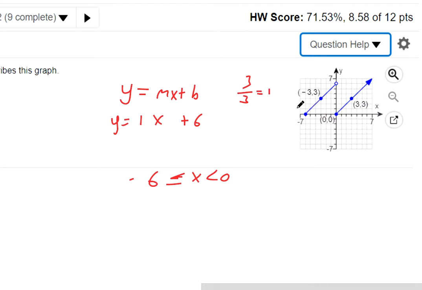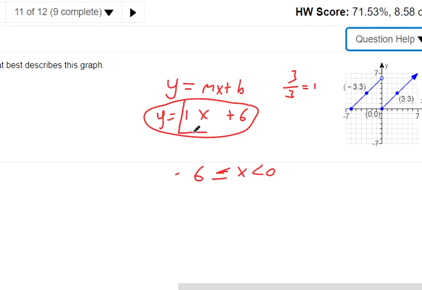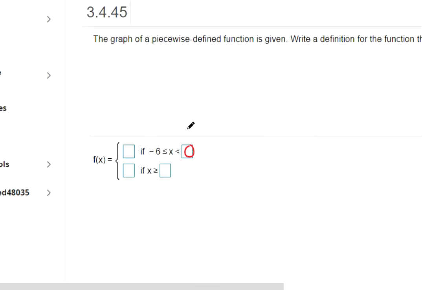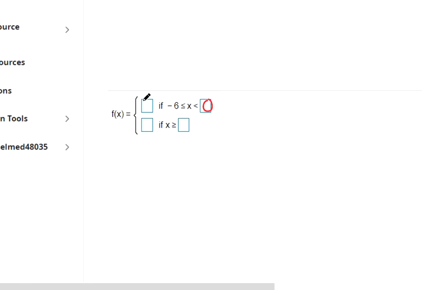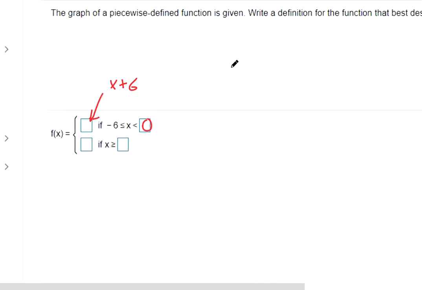So if you have trouble with where I'm coming up with this, you could search for a video on it. What that means is we need this portion of the formula because the y equals part is already over here. We need 1x plus 6 to go here. Or you could just write x plus 6. Same thing.